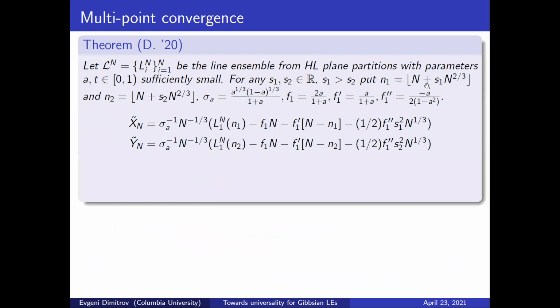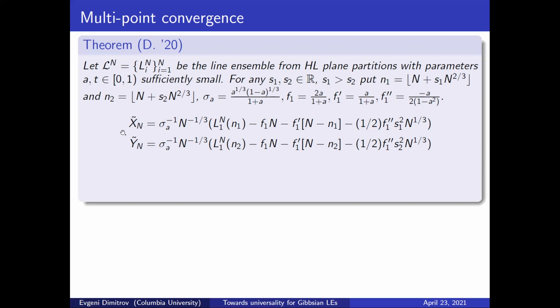And these basically take the s's and scale them under the KPZ scaling to what these things should be in the discrete world. Basically, shift by a big number times n plus s1 times n to the 2/3. And then we look at the top curve at these two times, little n1 and little n2. And of course, we always need to subtract the appropriate thing and appropriately rescale. It's not important what these constants are.